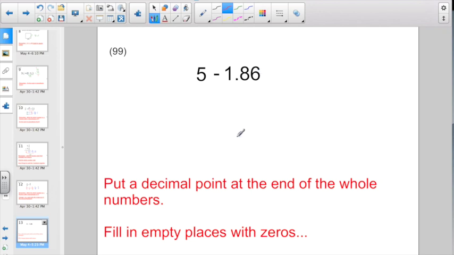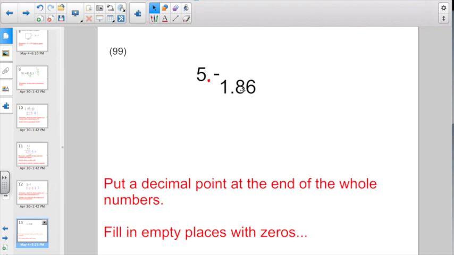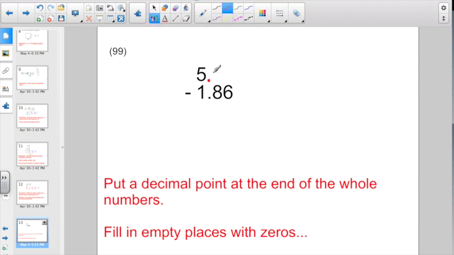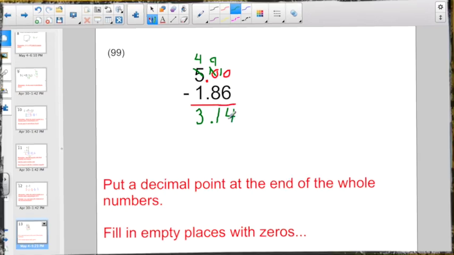So here we have 5 minus 1 86/100. A couple of rules we have to remember. First of all, put a decimal point at the end of any whole numbers. If one of the numbers has a decimal point, write them all with decimal points. Then we want to go and line them up at the decimal, right? And the final step before I start subtracting, I have to go and fill in any empty places with zeros. So here I have 5 and 0/100. Now I'm ready to subtract 1 86/100. And I end up with a final answer of 3 14/100.